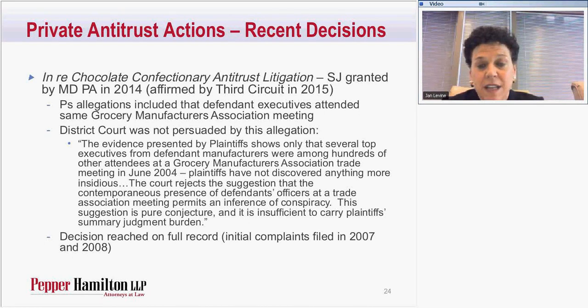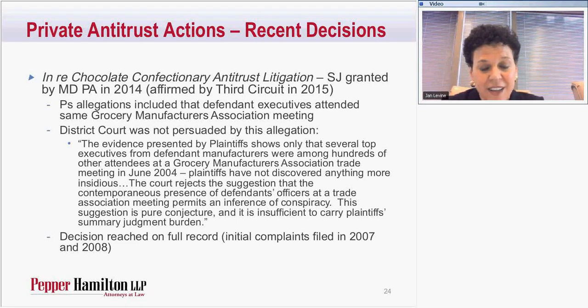There were 3 defendants in that case: Hershey, Nestle US, and Mars. And I'd like to say that Megan was on the Mars team, did a terrific job. The aim was that these companies conspired to raise the price of certain types of chocolates multiple times between the time period of 2002 to 2007. Plaintiffs include allegations that the defendant executives attended the same Grocery Manufacturers Association meeting. And this is what the court had to say about those allegations.